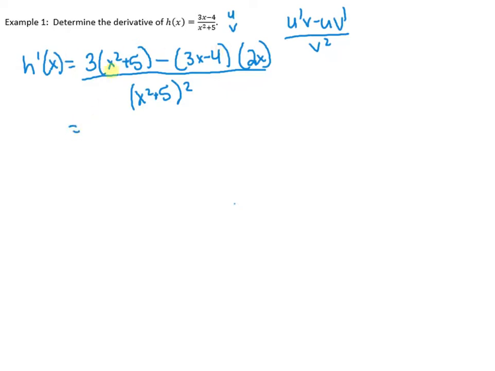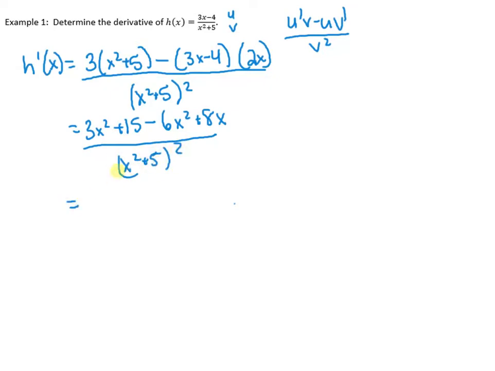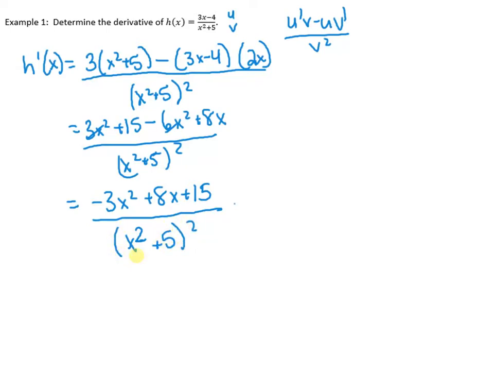I would personally collect some of the top at least. We have 3x squared plus 15 minus 6x squared plus 8x, all over x squared plus 5 squared. I would leave the denominator in factored form. That's totally fine. 3 minus 6, I get negative 3x squared plus 8x plus 15, all over x squared plus 5, all squared. And that's it.